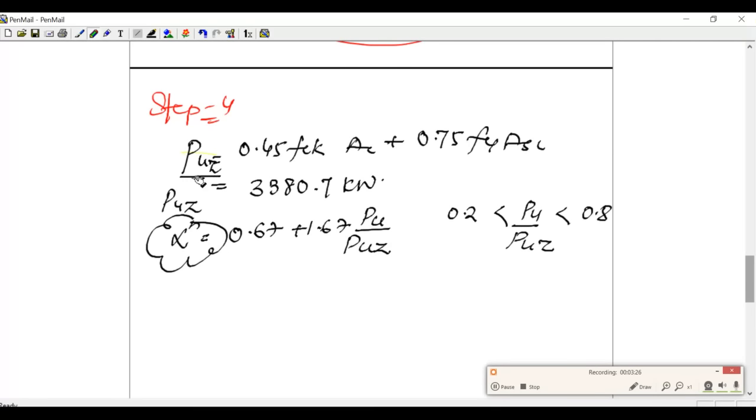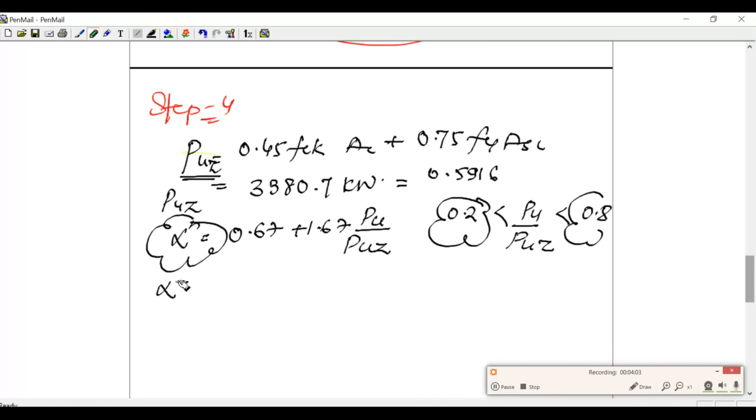Puz is the actual axial force capacity, and Pu was your axial force, which was given in the problem. So the Pu by Puz we have calculated, it is coming around 0.5916. The formula for alpha n is equal to 0.67 plus 1.67 Pu upon Puz, where Pu upon Puz should lie between two values, that is it should be greater than 0.2 and less than 0.8.